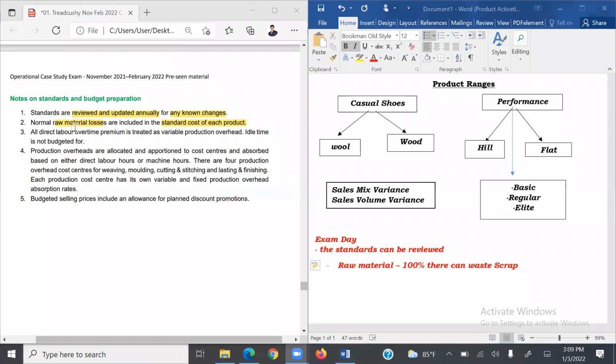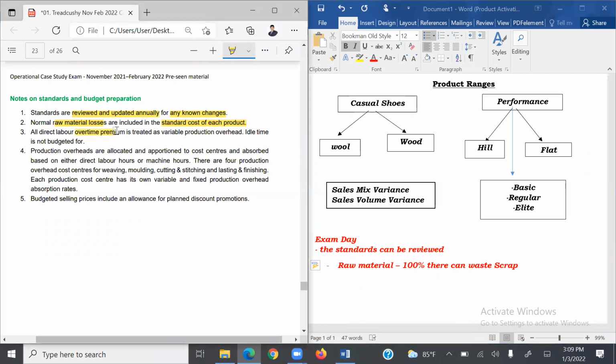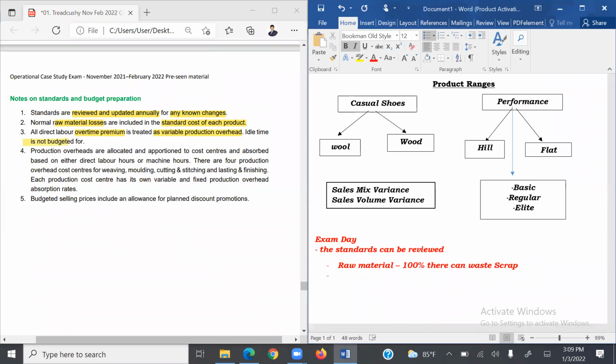All direct labor overtime premium is treated as a variable production overhead. Idle time is not budgeted for. I will write down one more thing here: direct labor overtime premium is generally treated as variable production overhead. Get that application very clearly.